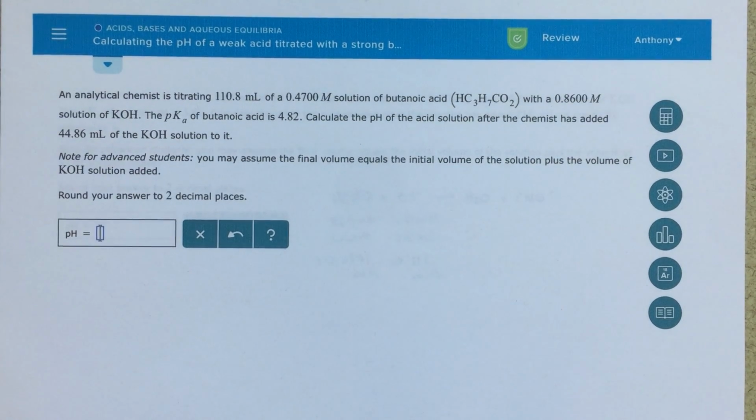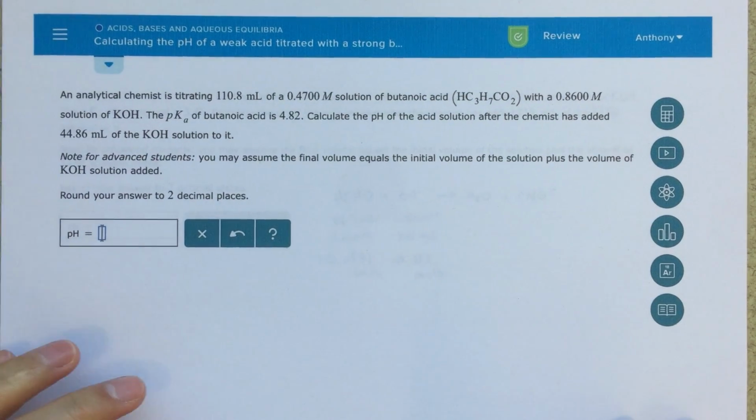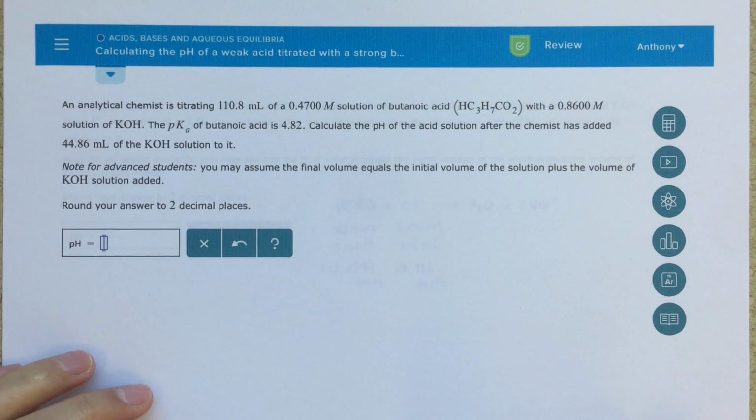All right, class, so this is another ALEKS topic. It's called calculating the pH of a weak acid titrated with a strong base. There's another very similar ALEKS topic that's called calculating the pH of a weak base titrated with a strong acid. And the concepts for both of them are going to be exactly the same. So we're just going to work through this one.